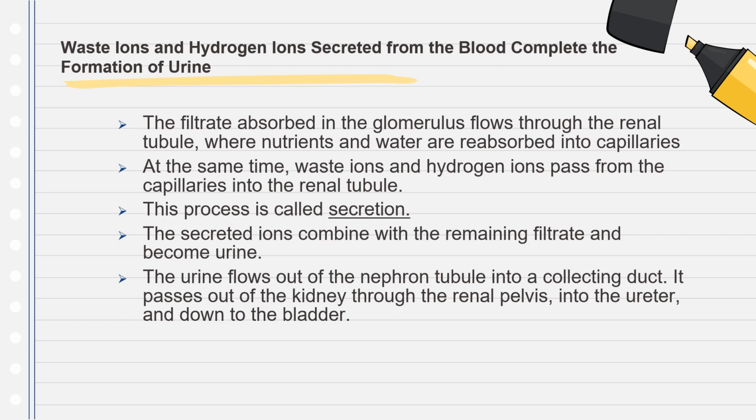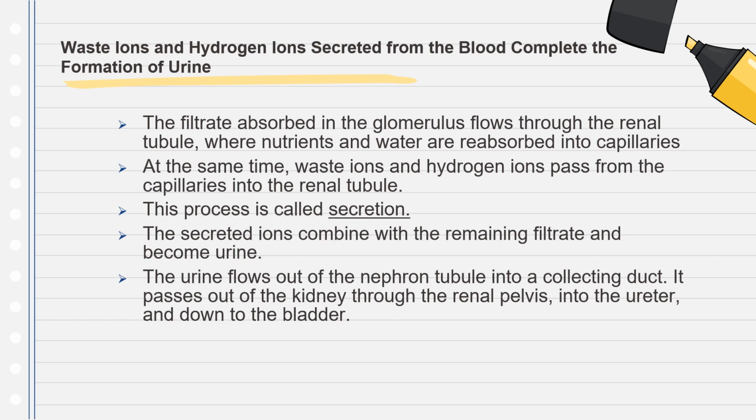So, first is the filtrate absorbed in the glomerulus flows through the renal tubule where nutrients and water are reabsorbed into capillaries. At the same time, waste ions and hydrogen ions pass from the capillaries into the renal tubule. This is what we call secretion. The secreted ions combine with the remaining filtrate and become urine.